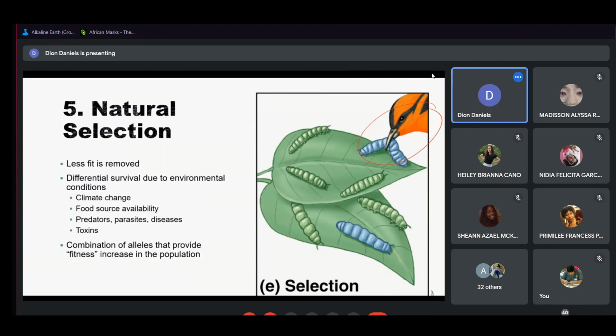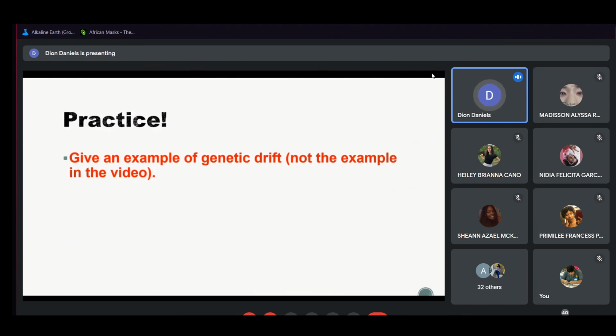fit individuals. All right, so for practice, give an example of genetic drift that is not an example.